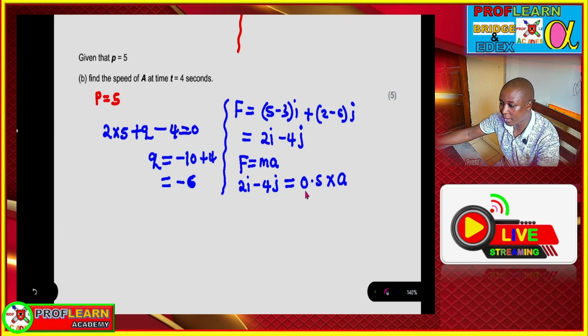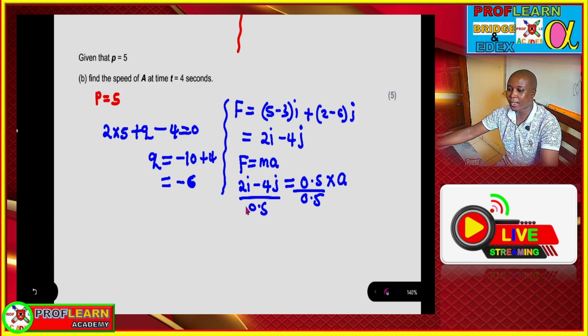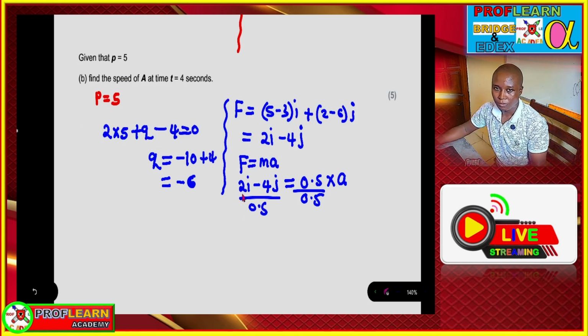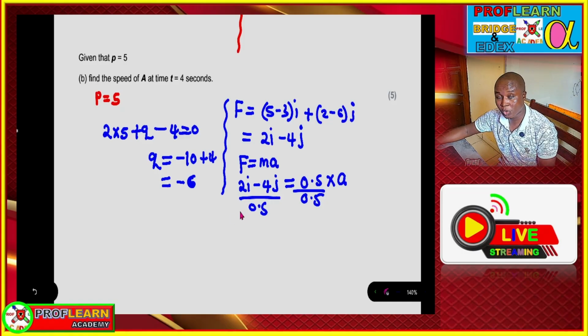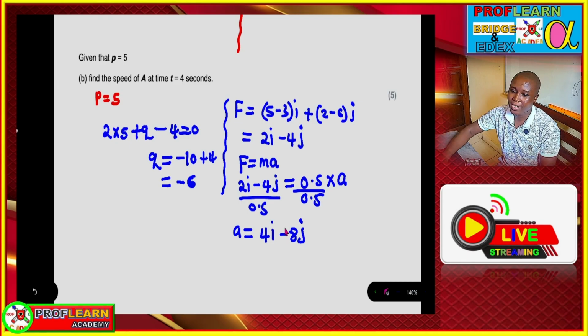So if you work it out, or you divide by 0.5, it means that every element that we are having in this particular question will also be divided by 0.5. So which will mean that our acceleration will be 4i minus 8j. This is the acceleration.